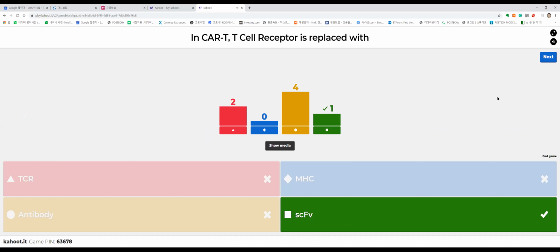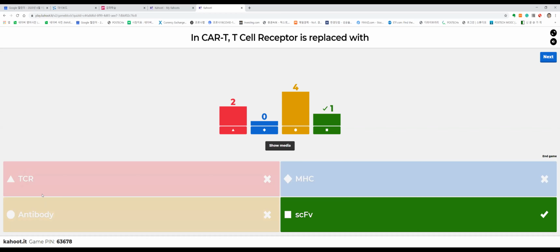Okay. T cell receptor is TCR. My question was, TCR is replaced with what? Originally, the T cell has a T cell receptor. It's like a combinatorially made antibody-like structure. It's a combinatorial receptor, and this one is similar to antibody, but different from antibody.